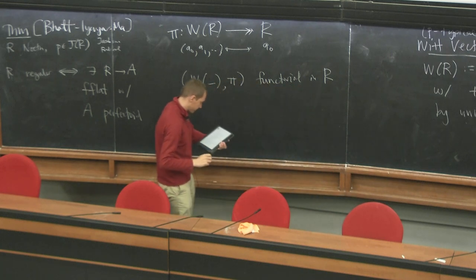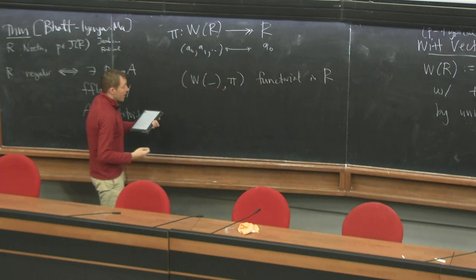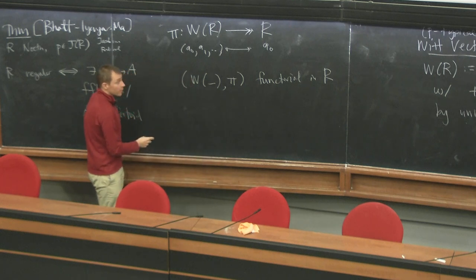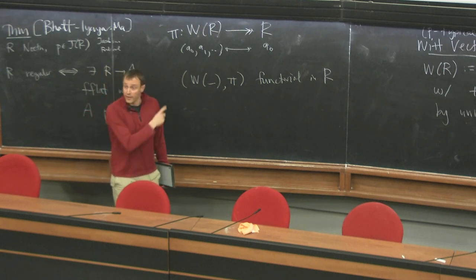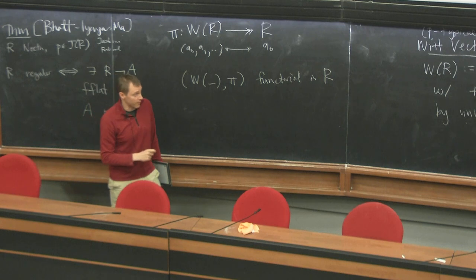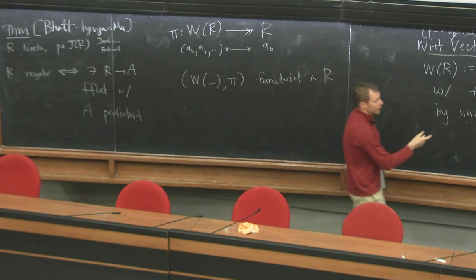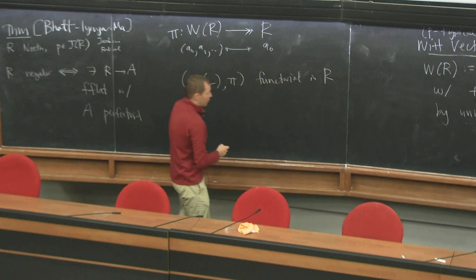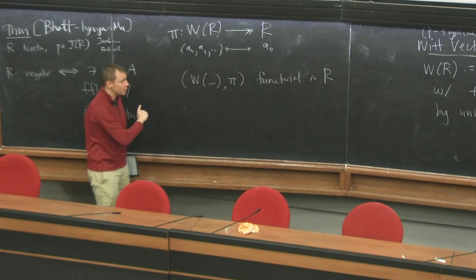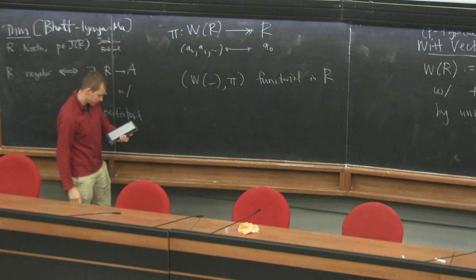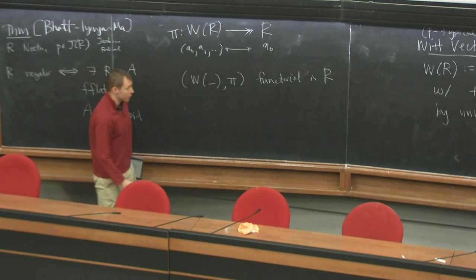All right? And I would say the same thing. I could also talk about the truncated vectors where I only pick out certain numbers. So for instance, W2, where I only use the first two entries inside of this thing. That will give me a similar functor, W2, which is also functorial in the ring that I write down.